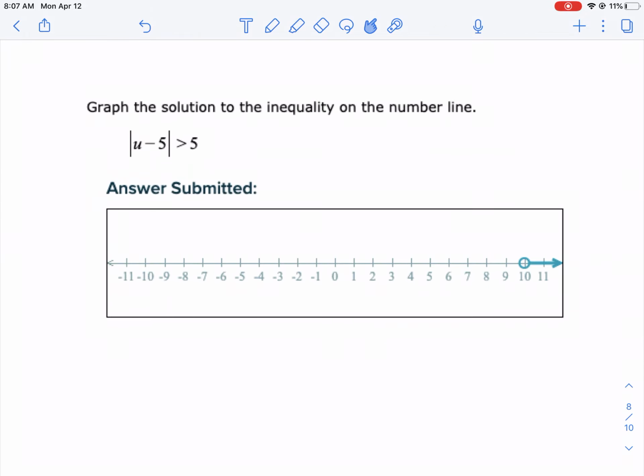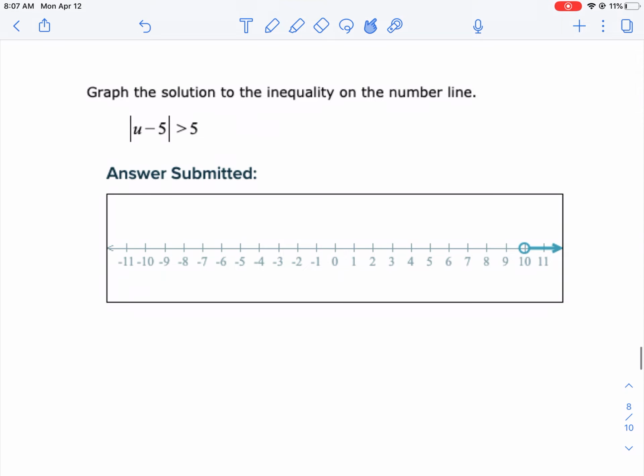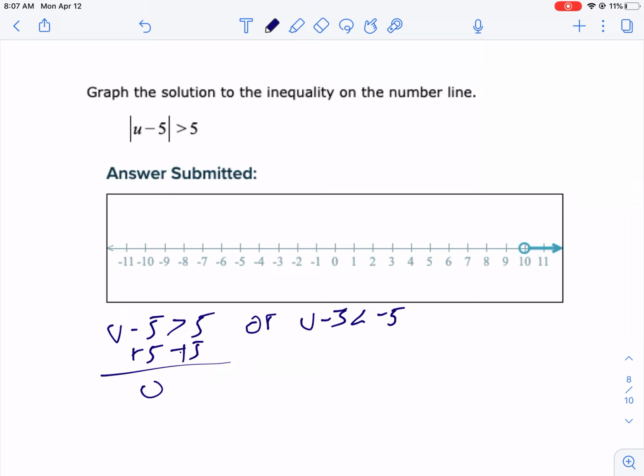Okay, we got to solve this first. Remember, there's two answers. u minus 5 is greater than 5, which is what you did. Or, because it's greater, u minus 5 is less than negative 5. So we add 5 here. You did that part right. u is greater than 10. We add 5 here. u is less than 0. So we should have an open circle on 0 and shade to the left.